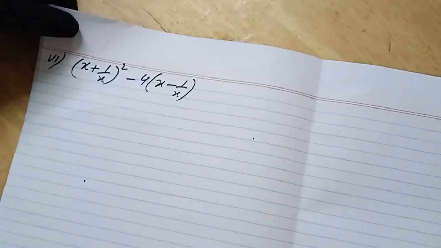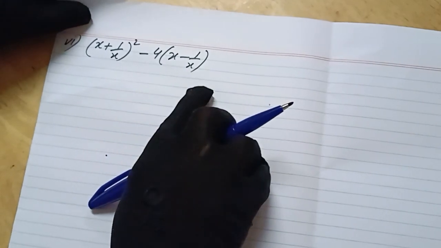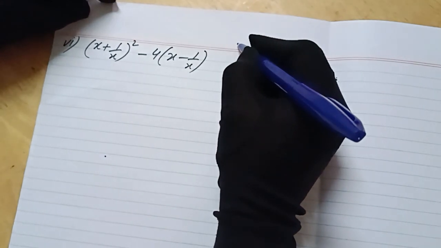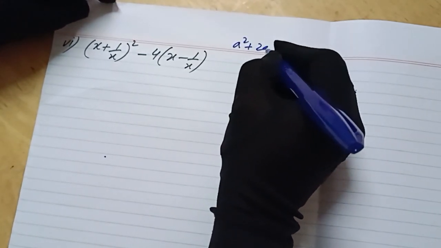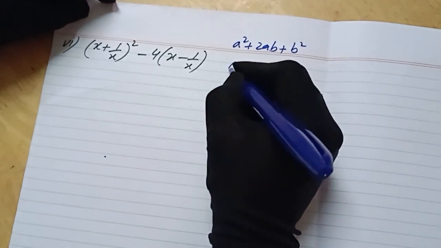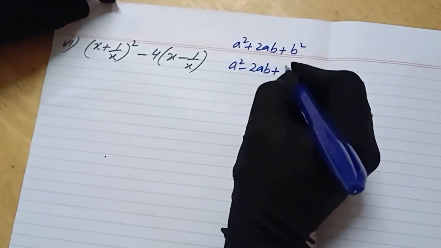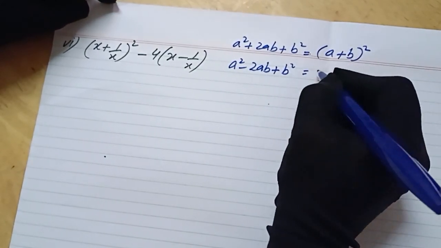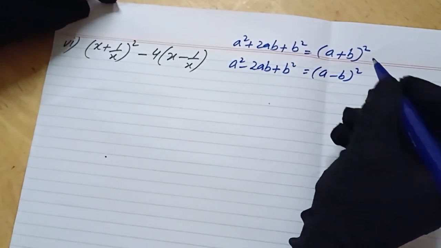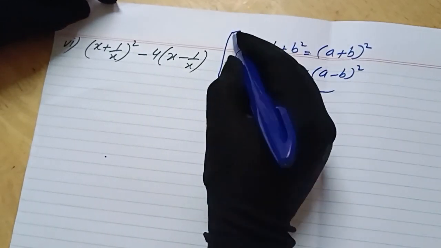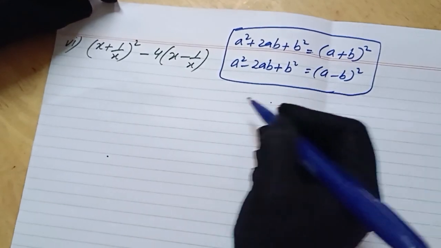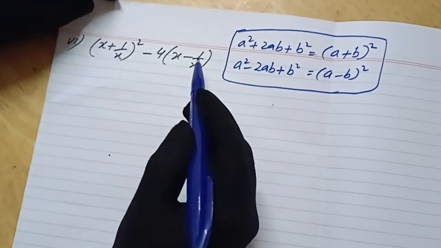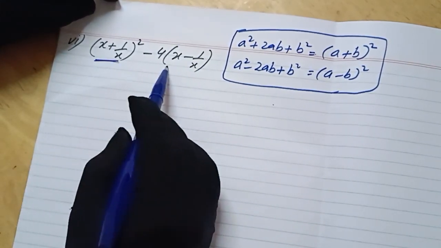Okay, so this is part number 6, and in this type of question, if you need to find the whole square form, let me revise the identity: a square plus 2ab plus b square or a square minus 2ab plus b square must be satisfied. Then you can change this into (a plus b) whole square or (a minus b) whole square. If the given expression is not in this form, we have to change it to bring it into this form.